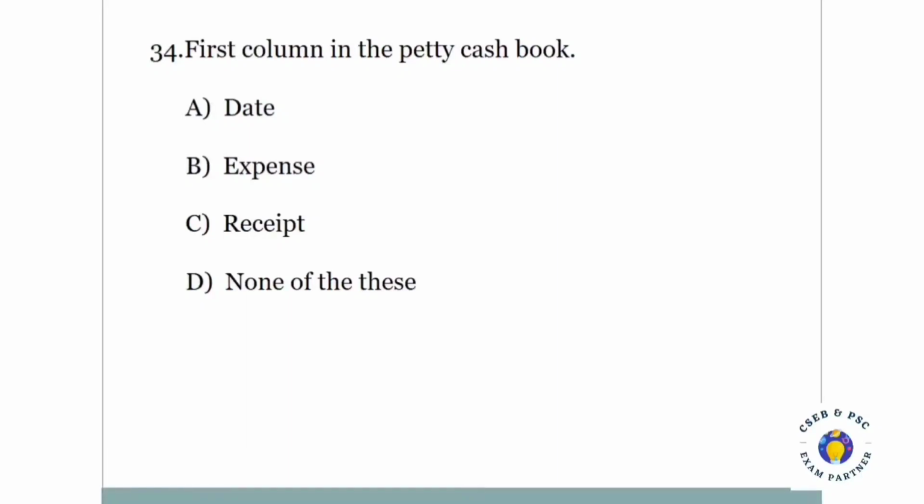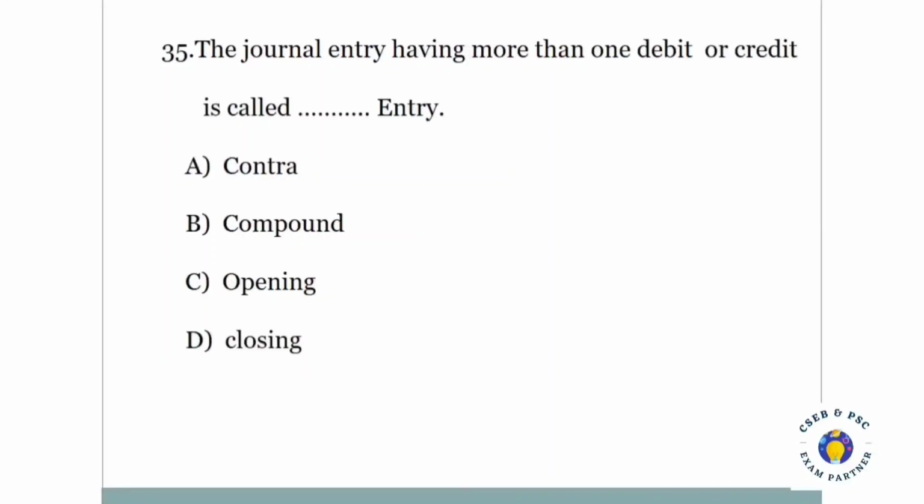Question number 34. First column in the petty cash book. Option A, date. B, expense. C, receipt. D, none of these. Answer is receipt. Question number 35. The journal entry having more than one debit or credit is called a dash entry. Option A, contra. B, compound. C, opening. D, closing. Answer is compound.